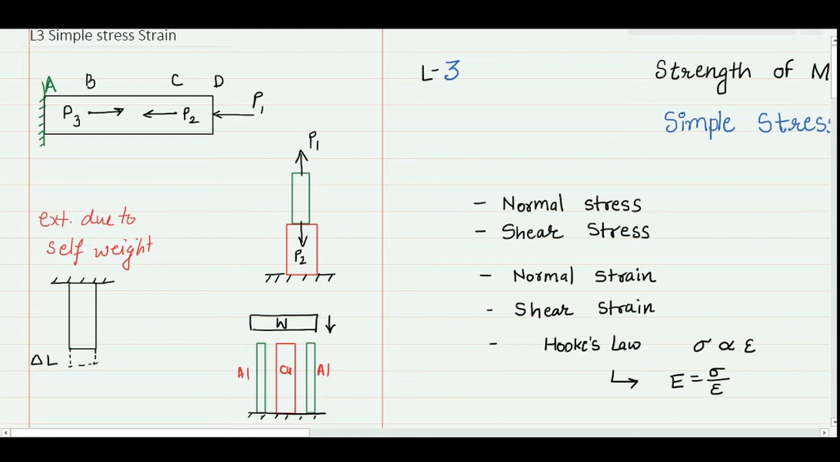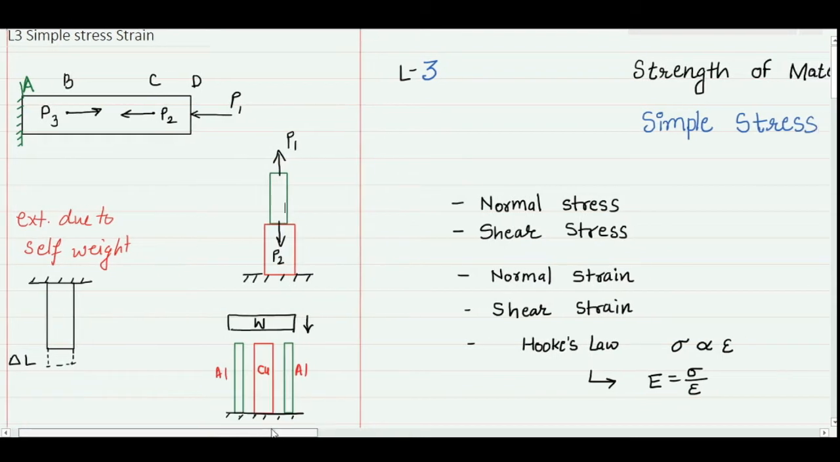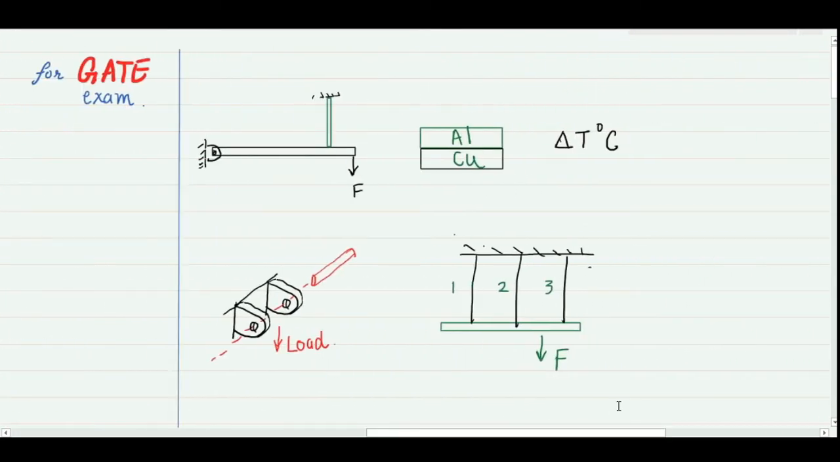The third one is the extension in the length due to the self weight. The fourth one is a problem of a composite bar where I am applying a load W. Here the change in length will be the same but the loading will be different. Similarly, this is a bar which has a pin joint here and is connected with a bar which is vertical. I am applying a force F here, so what would be the stress here? Or what would be the shear stress in this pin joint?